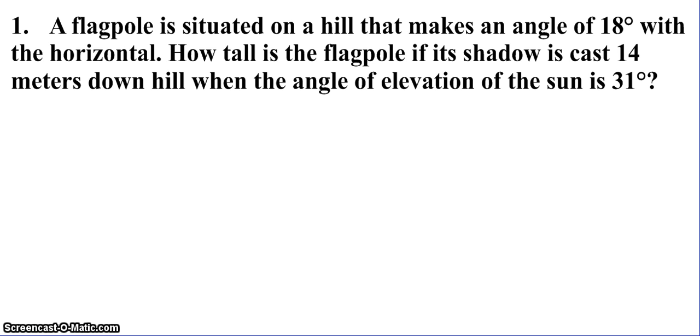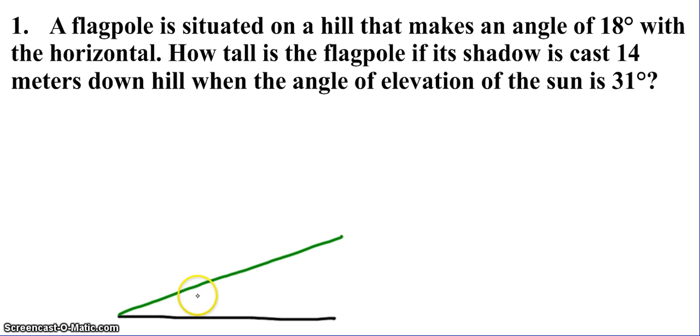So if we draw the picture, well, first I'm going to draw this is the horizontal. So I have a hill on that horizontal. This is the hill. So I know the hill makes an angle of 18 degrees with the horizontal. So I know this angle here is 18 degrees. There's a flagpole on the hill. So this is the flagpole.